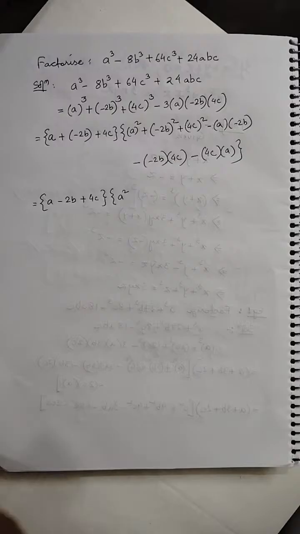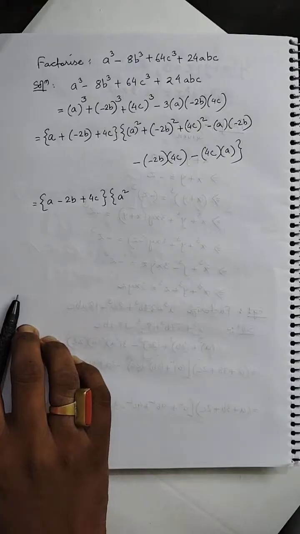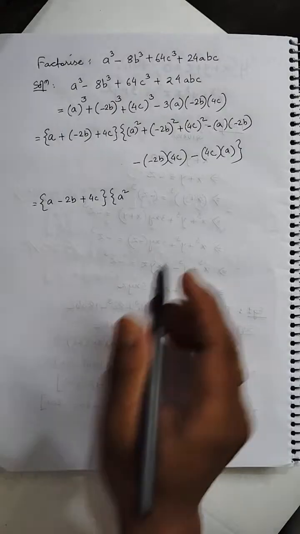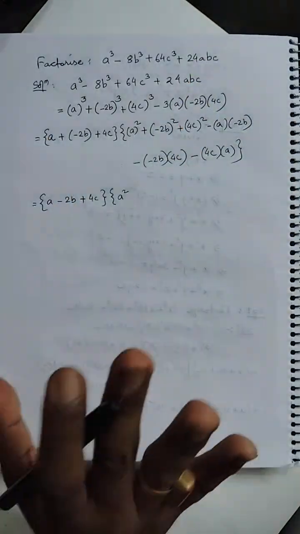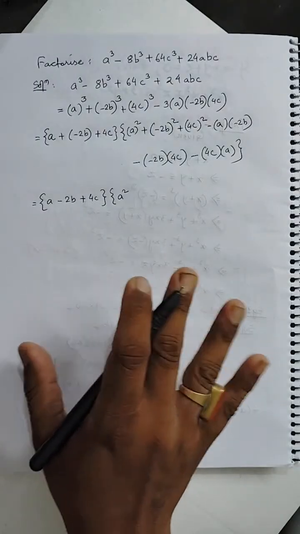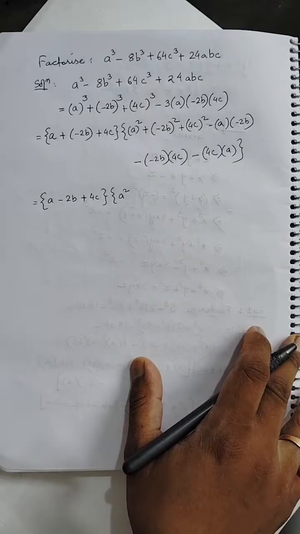See, for factorization, such type of factorization, we don't have. The identity itself is such a long identity. So there is no such thing as a trick like solving this. You have to just follow the identity, you have to follow the rules, and then you have to solve it. There is no other way for this.